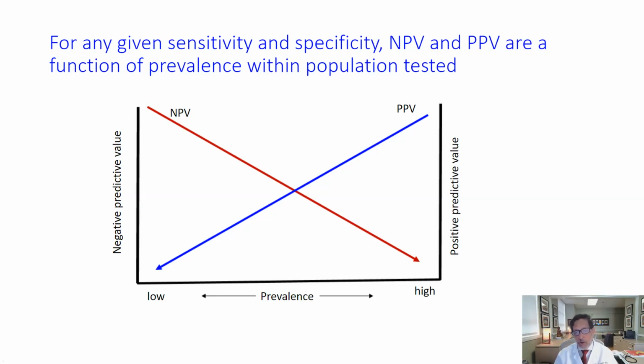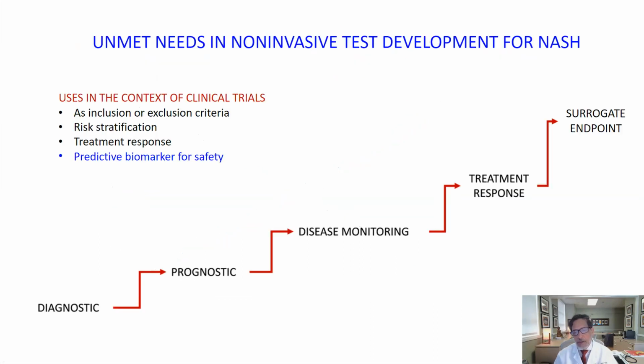And if you cannot get a high positive predictive value, you may need enrichment strategies. So this is just sort of background information. So there is also a hierarchy of these different contexts of use where you start with diagnostic, and these are used in clinical trials for inclusion-exclusion criteria. Then you move to prognostic, which can be used for risk stratification, leading to treatment response, et cetera, et cetera. So the focus at the very bottom over here is to identify at-risk NASH.